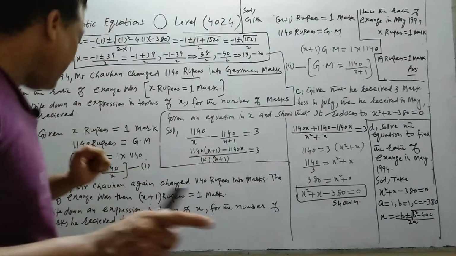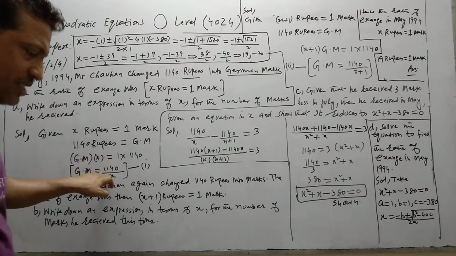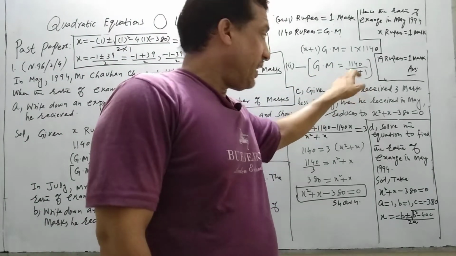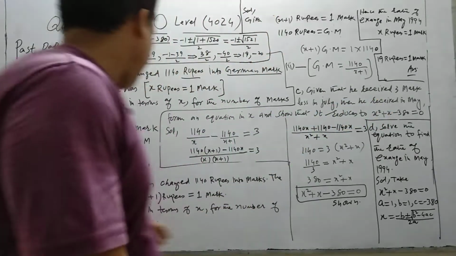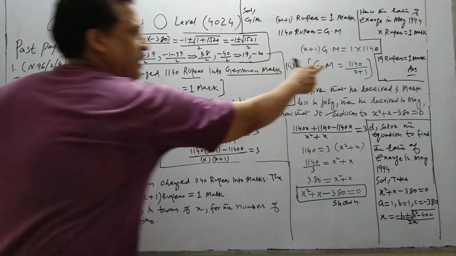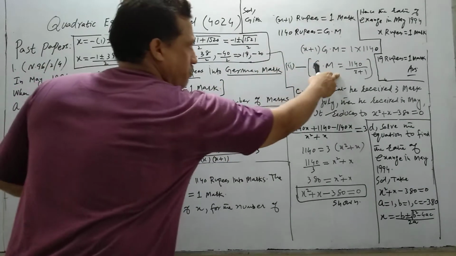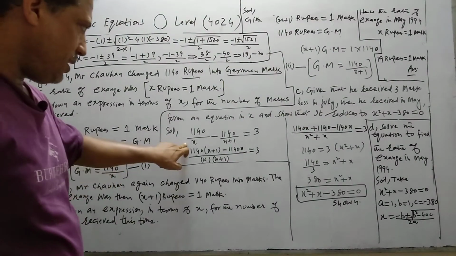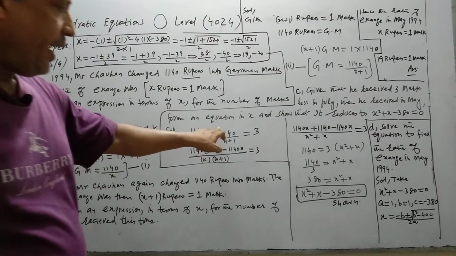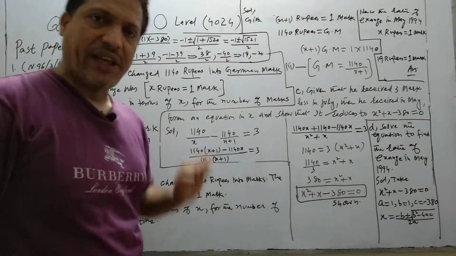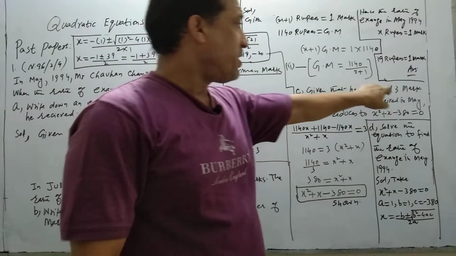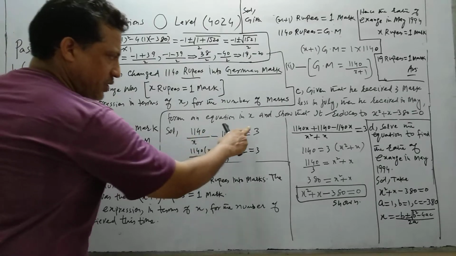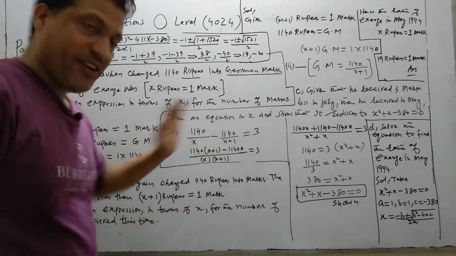It means what he received in May is 1140 upon x and what he received in July is 1140 upon x plus 1. So this question says the difference between these two must be equal to 3. So in May 1140 upon x minus in July 1140 upon x plus 1 is equal to 3. Why 3? Because he received 3 marks less in July. Now this becomes an equation.